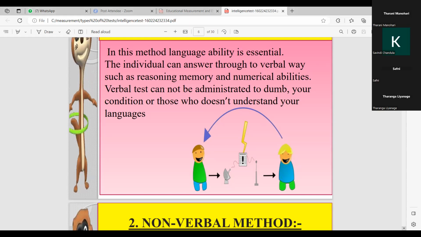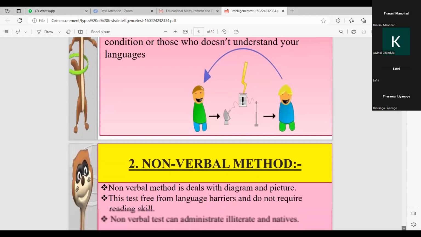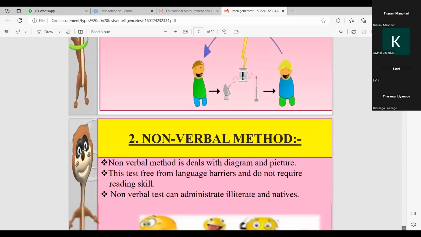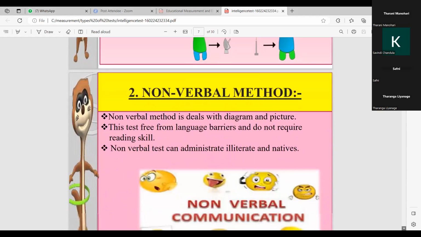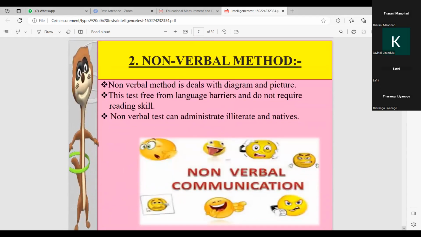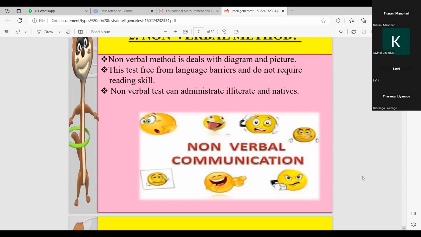For those who don't understand our language, we can follow this non-verbal method. It deals with diagrams and pictures. It is free from language barriers and does not require reading skill. Non-verbal tests can be administered to illiterates and natives. So that is good for illiterate people, people who cannot read and write.